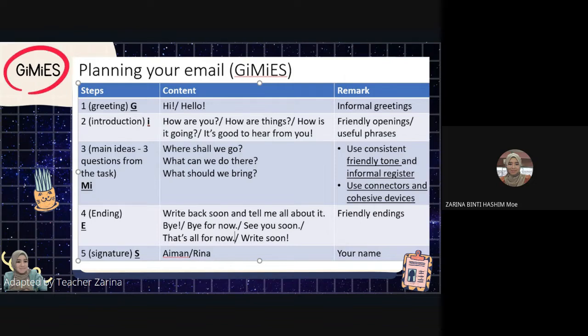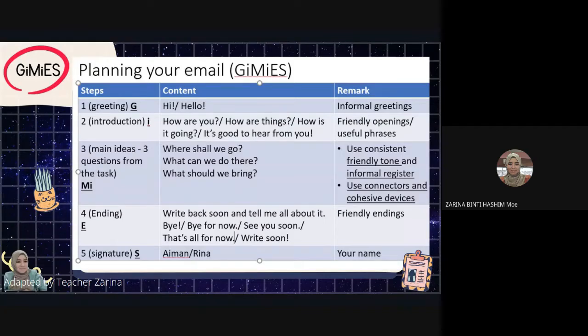Step number three, main ideas. The main ideas are the three questions from the task. MI means main ideas. So what are the three questions now? Where shall we go? What can we do there? And what should we bring? All these are the main ideas, the three questions there.